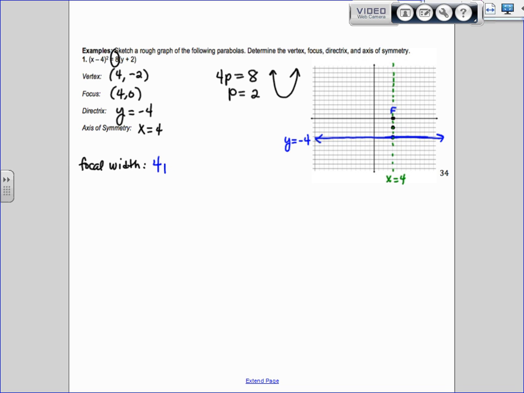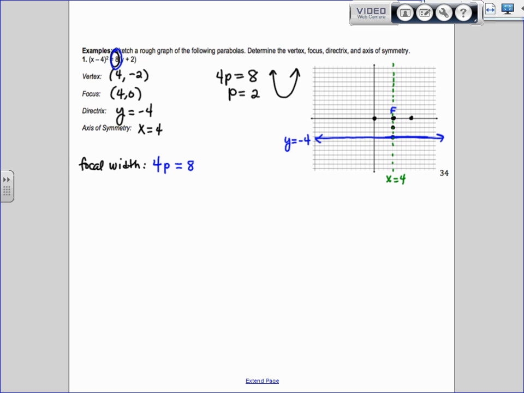So the focal width is always equal to 4p. 4p is 8. It's basically just this number that was out front. So that means through my focus to the right and left sides of my parabola, I need to have a distance of 8. So I need to move to the right how much and to the left how much? 1, 2, 3, 4. Do you guys see it? Do you see how the total length between the two, this length right here, is 8? And we move right 4, left 4.